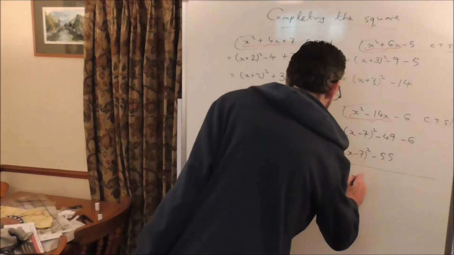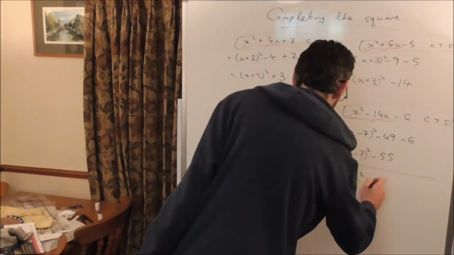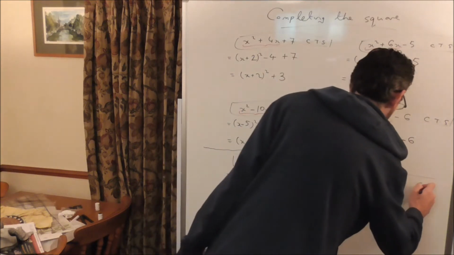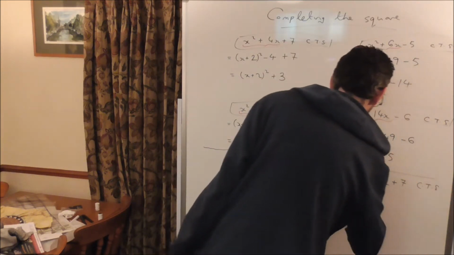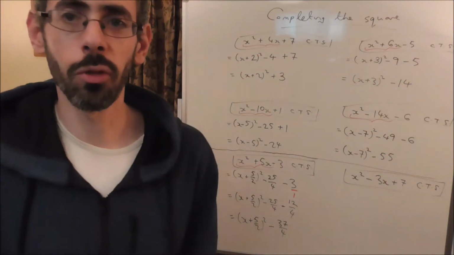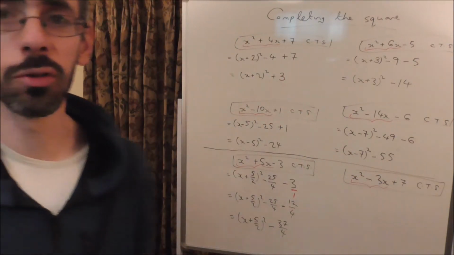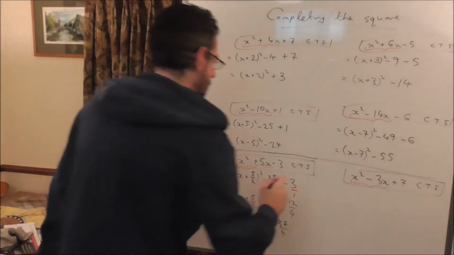x squared minus 3x plus 7. Let's complete the square. This is the last example. So again, I'm going to ignore the 7 for now, just focus on the first 2 terms. So what does x squared minus 3x go to when you complete the square?